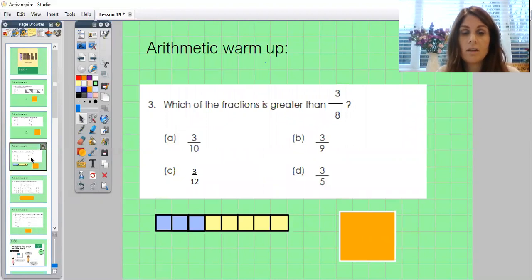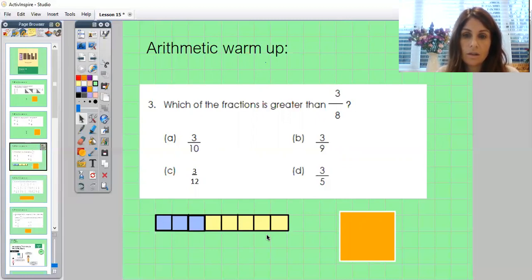Okay, which of the fractions is greater than 3/8? So if I've got something cut into 8 parts and I've taken 3 of them, I need to find one that is bigger than that. So is it 3/10, 3/9, 3/12, or 3/5? I've drawn a little diagram here to help you, just in case that might be useful.